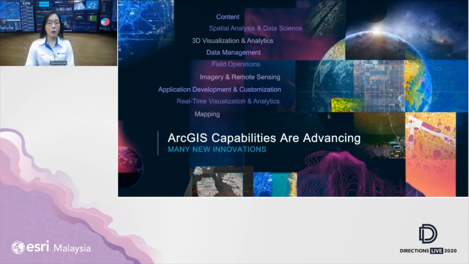Esri spends about 1/3 of its revenue on ongoing research and development. It is more than a typical IT company. We continue to do this to meet the needs of our expanding user base and capabilities in our platform. Our focus on these capabilities includes imagery, spatial analysis, data science, 3D, content, field operation, and of course, mapping and data management.